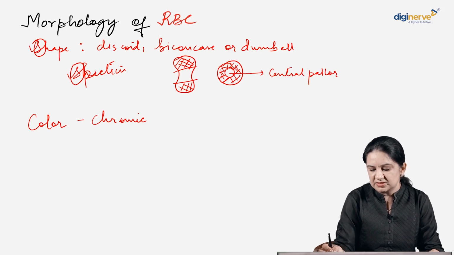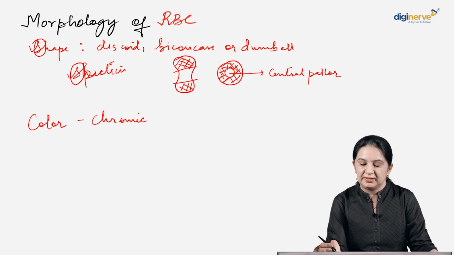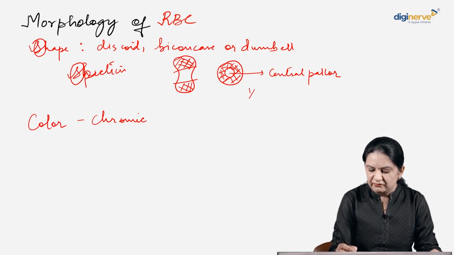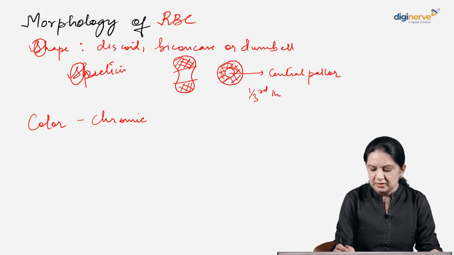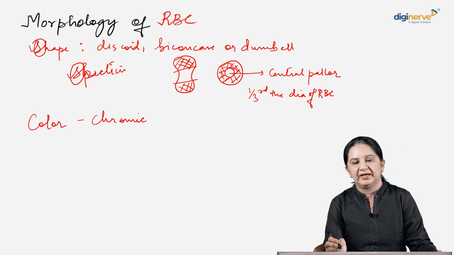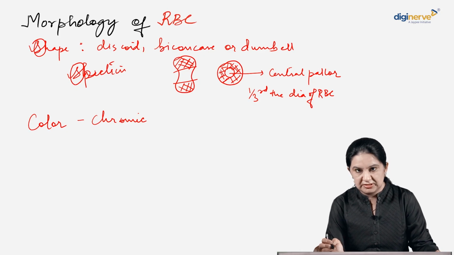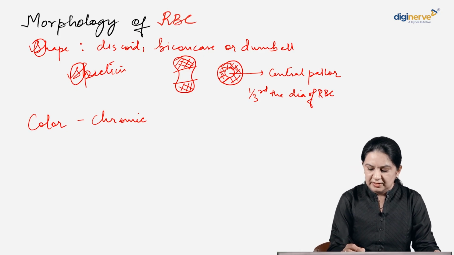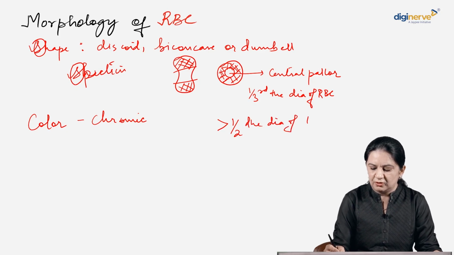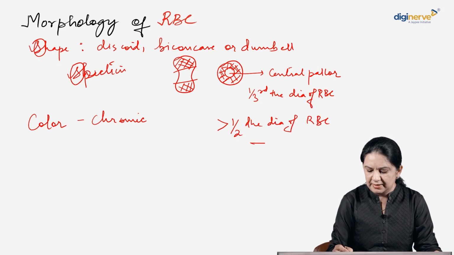Now you will ask me whether the central pallor is normal or not. Yes, central pallor is normal if it is 1/3 the diameter of the RBC. If the central pallor is covering 1/3 of the diameter of the RBC, it is considered as normal. However, if it is more than half of the diameter of the RBC, we call these cells hypochromic.